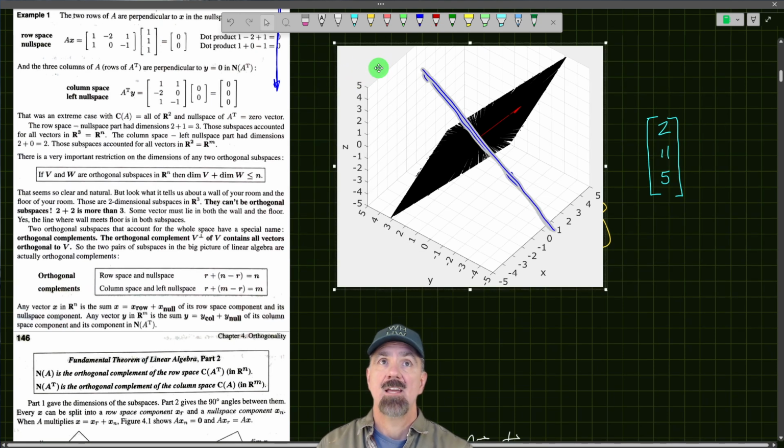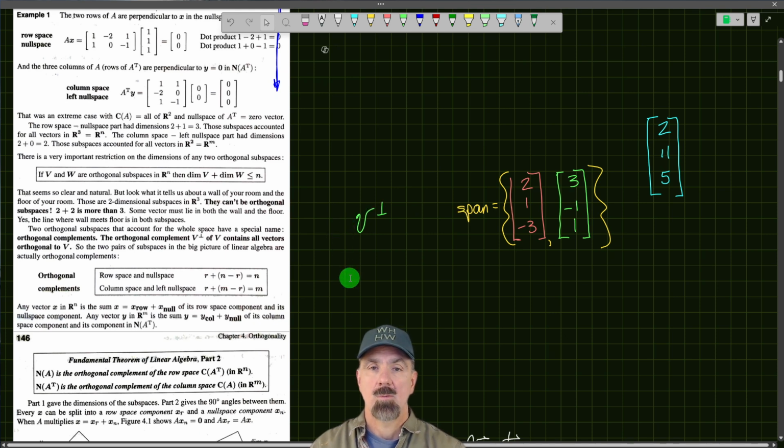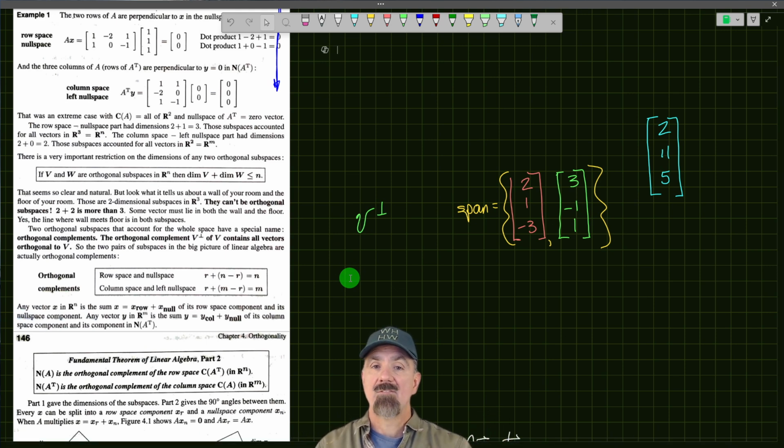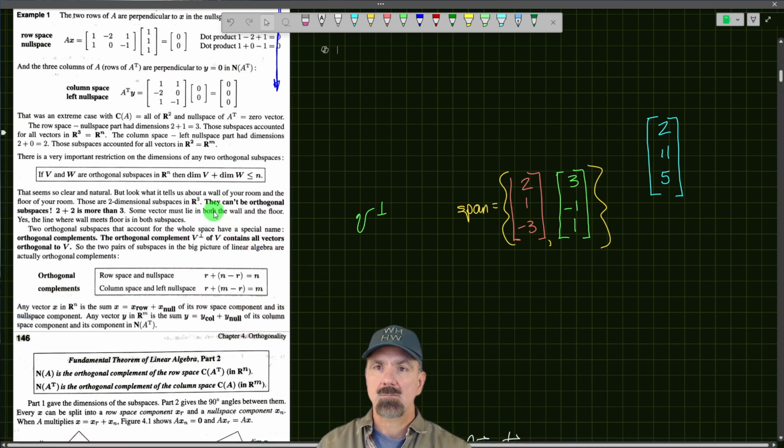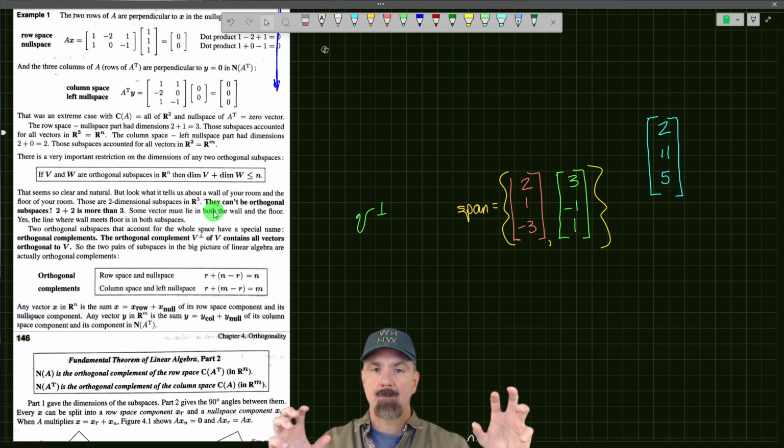And we can verify this. Let me delete that out of the way. If we take the dot product of this blue vector with either the red vector or the green vector, we end up with 0. That's the definition of orthogonal complement. It's all the vectors in the space that are orthogonal to whatever subspace we're talking about. It's really a way that we can take a vector space and break it into two different subspaces.